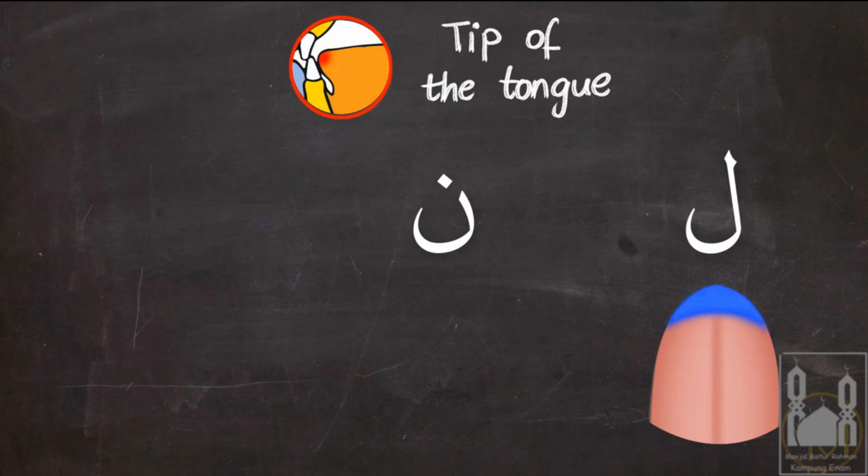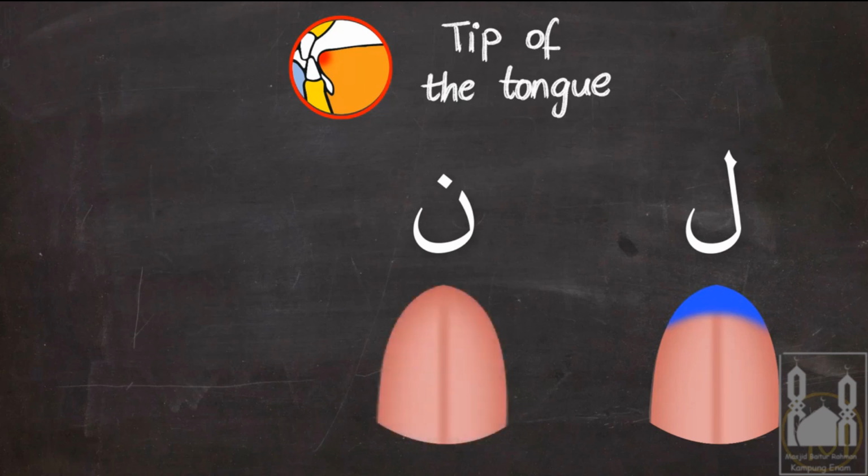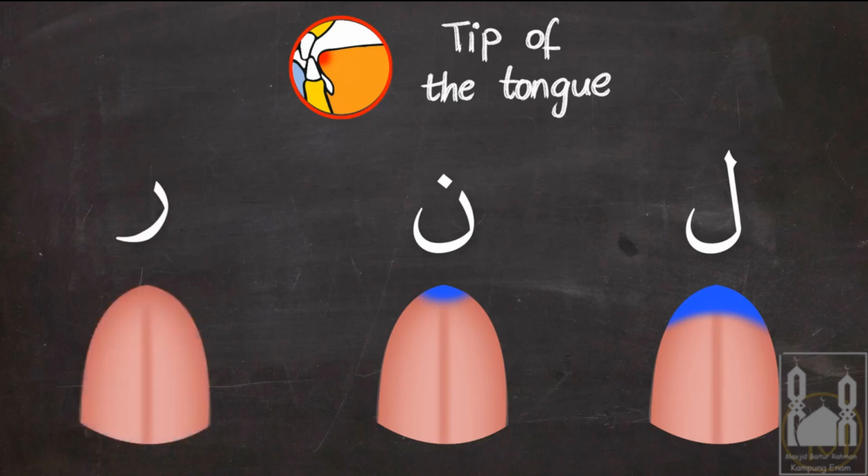When pronouncing Lam, this much of the tip of the tongue makes contact with the alveolar ridge. So this whole part is pressing against the alveolar ridge, producing the L sound. And when pronouncing the Noon, this much of the tongue makes contact with the alveolar ridge. So this tiny bit presses against the alveolar ridge, producing N sound. When it comes to Ra, it is somewhere in between, specifically this area.